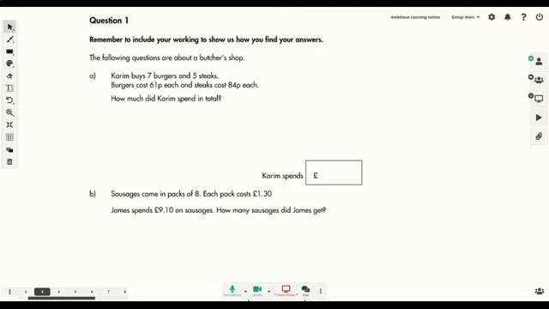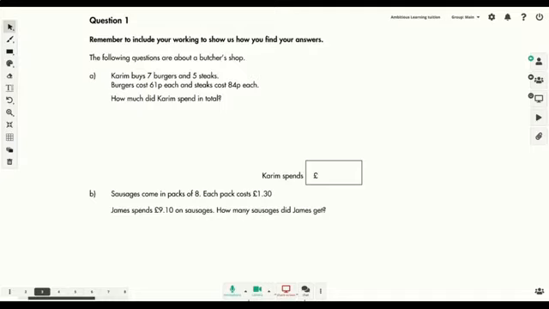You can see the first question on the screen now. It says that Kevin buys 7 burgers and 5 steaks. Burgers cost 61p and steaks cost 84p. How much did Kevin spend altogether? Try showing your working out and try doing it yourself. Then I'll go through the answers with you guys.